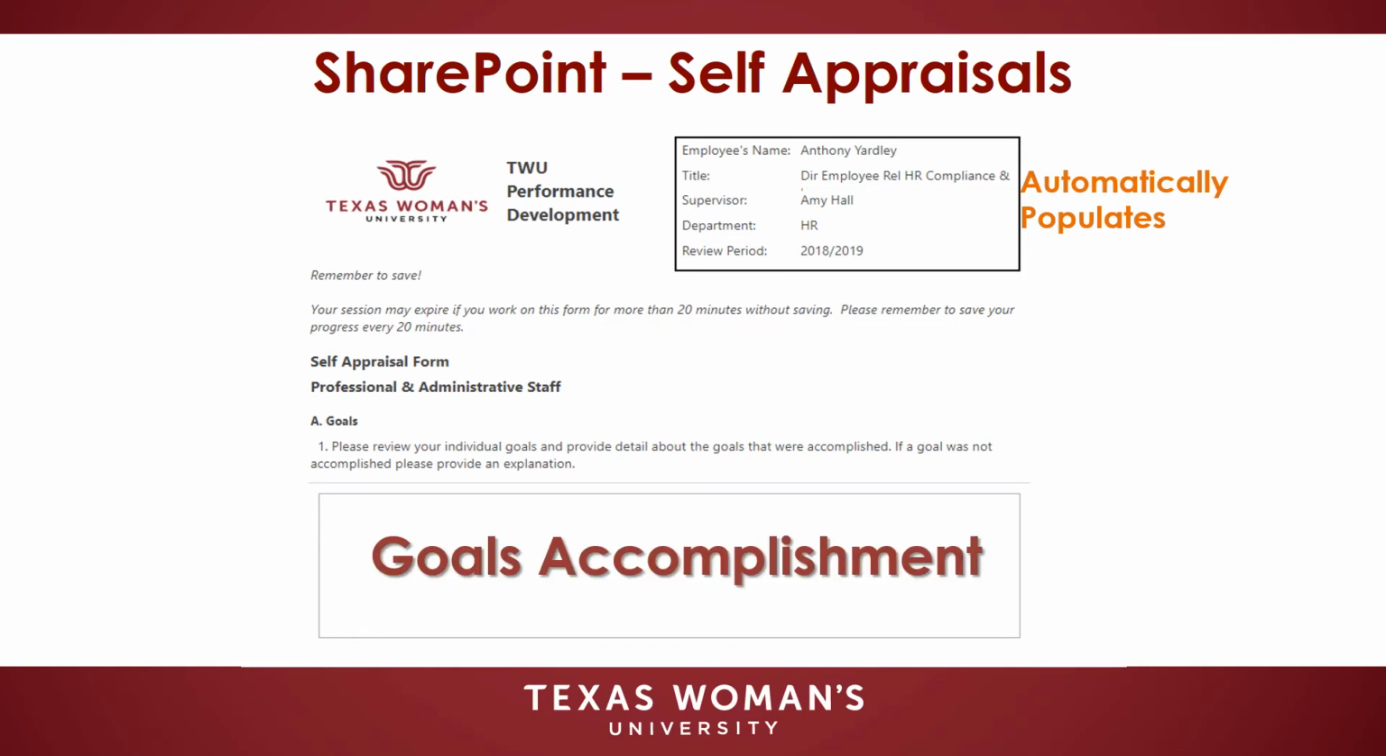The first section of the form contains a question regarding your goals. You are asked to review your goals and provide detail about the goals that were accomplished, or provide an explanation if a goal was not accomplished. To prevent you from losing your work, remember to save every 20 minutes, or you can draft answers in Word and copy and paste into the boxes in SharePoint.